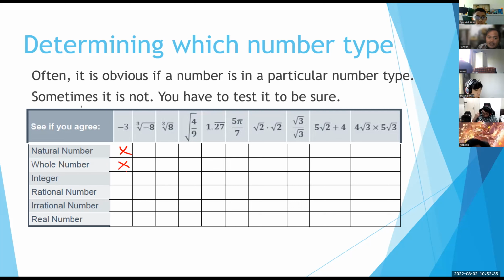Okay, the next one. Is it included in integers? Yes, right? Because you can say -5, -4, -3. Yes, because integers include negative numbers.